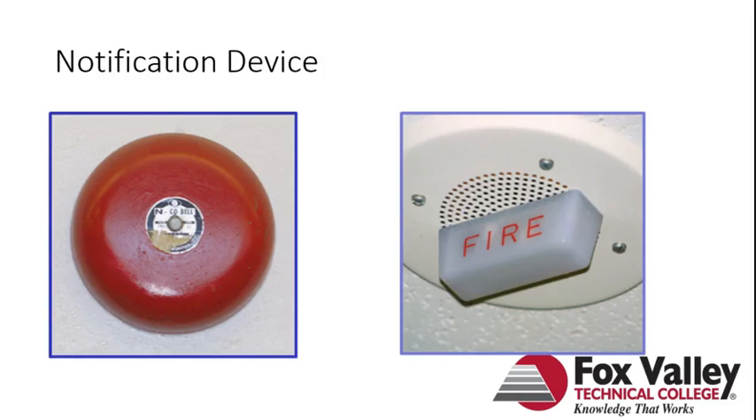Once we have the initiating device, then we have to talk about the notification device, and we have a couple different things with that. It could be something as simple as the bell that you see on the left. It could be the speaker and strobe that you see on the right. Very good for areas where you may have someone who's hard of hearing. They can see the strobe and they understand it's time to evacuate. It could be a lot of different things, but this is how you let residents know that they have to evacuate.